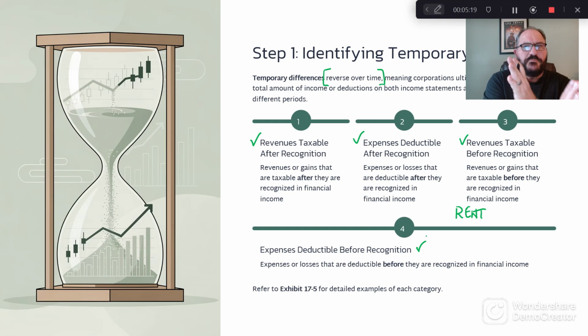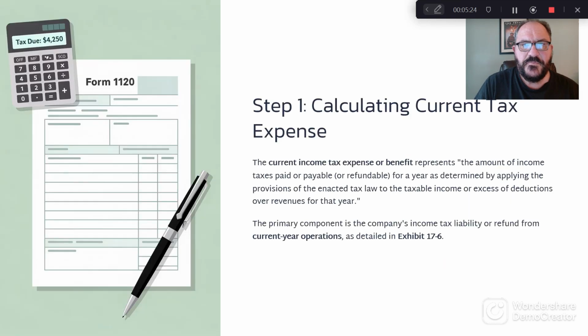These are simply timing things that happen and eventually reverse themselves. Okay. So the first thing we have to do, we have to calculate current tax expense. Okay. Notice the definition here. This is the amount of income tax due or payable for a year determined by applying the provisions of the enacted tax law to taxable income. Or excessive deductions over revenues for that year. So basically, this is the first thing you do. What is the current tax expense?